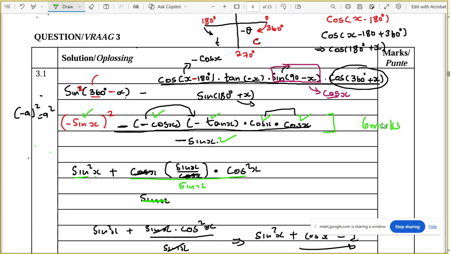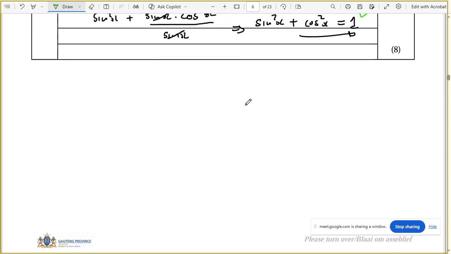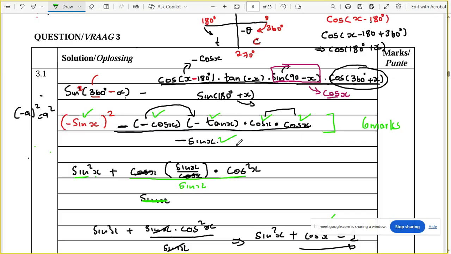Right. And then they'll definitely give you the mark for simplification, the mark for getting the cos squared plus sine squared, and also the mark for the final answer. That's how you collect the 8 marks. Right? And that's it for this one. Let's move to the next question. But before that, you guys have any question on this one?